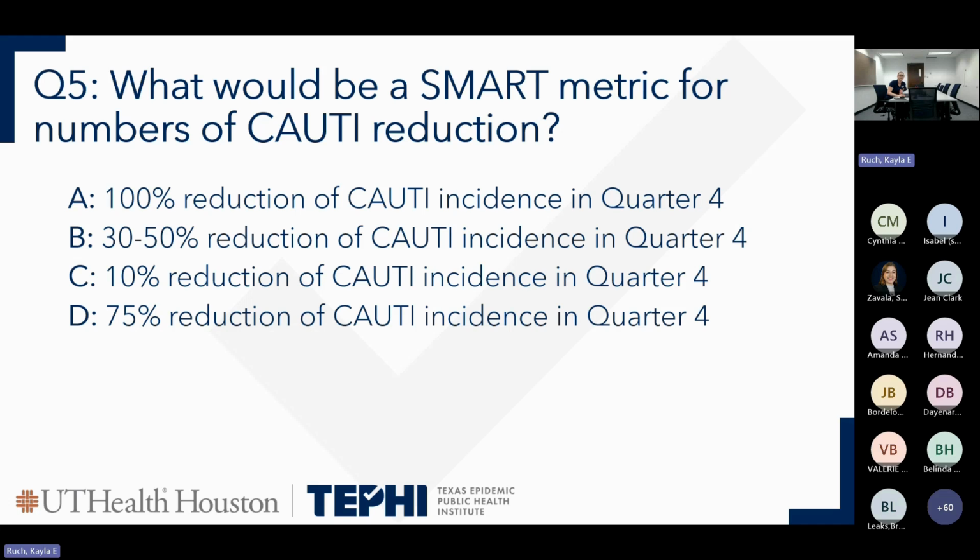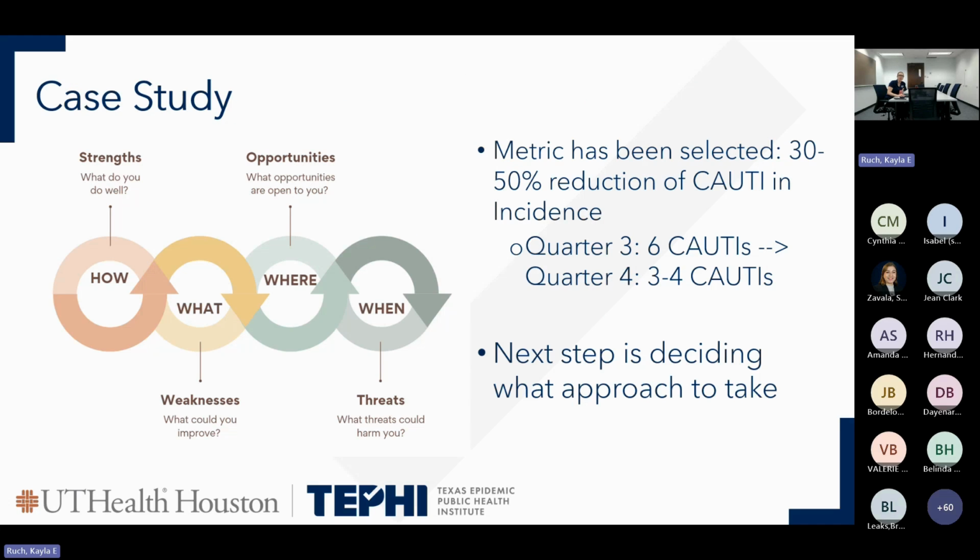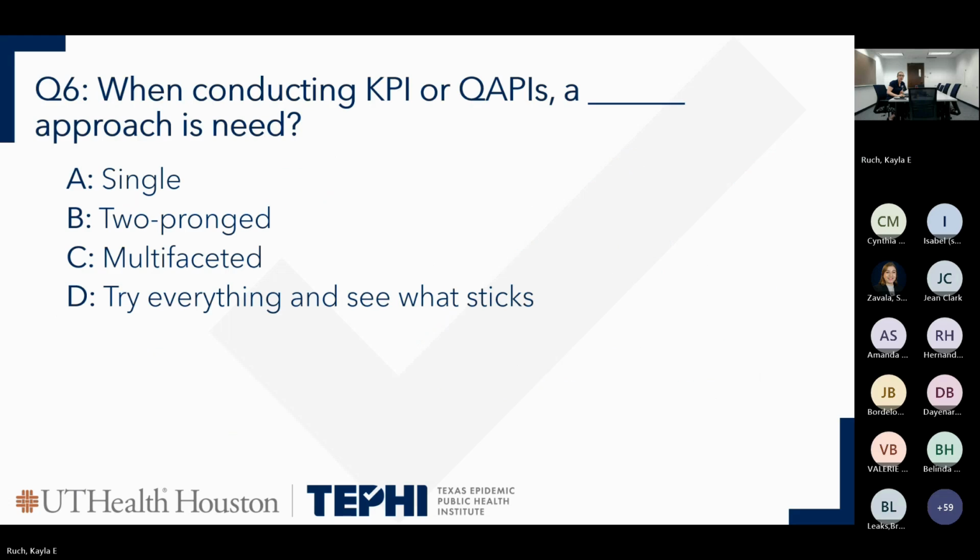Yes, that's great. Answer B. So yes, the appropriate metric, or realistic, reliable, obtainable metric, would be a 30 to 50% reduction, since each quarter is about 3 months time. So we're wanting our goals to go from 6 CAUTIs down to 3 to 4 CAUTIs.